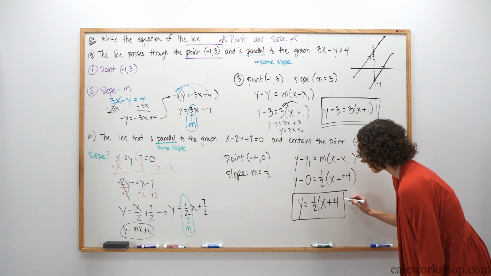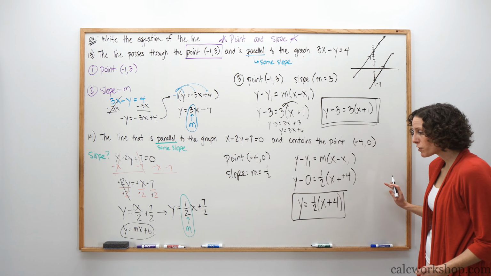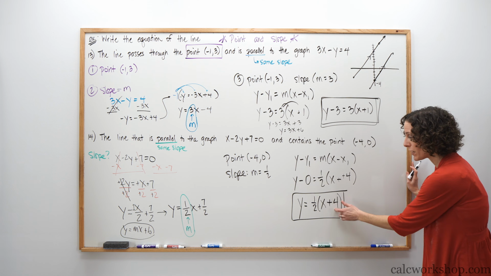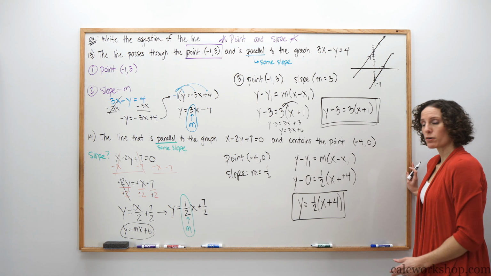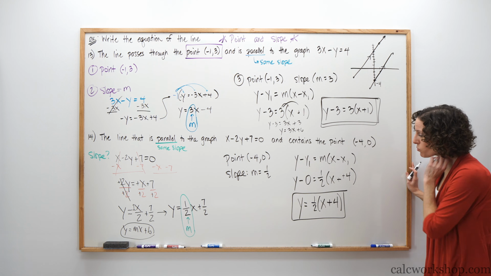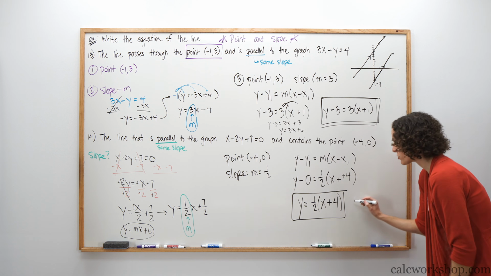This is the equation of the line. You can simplify it if you want to and say this is 1/2 x plus 2, meaning we're going to distribute the values because 1/2 times 4 simplifies to 2. You can write it any which way you want to, but this is the equation of the line.